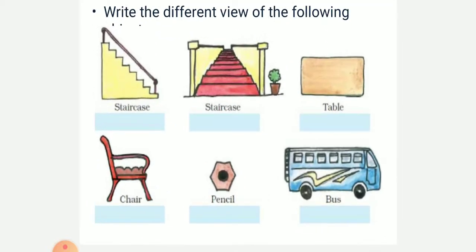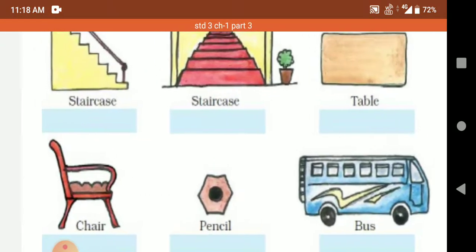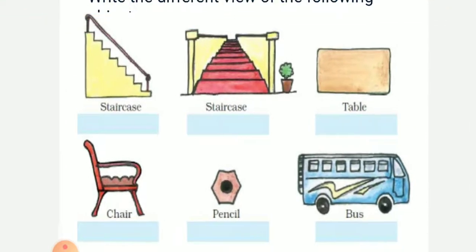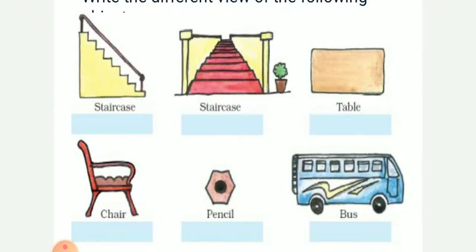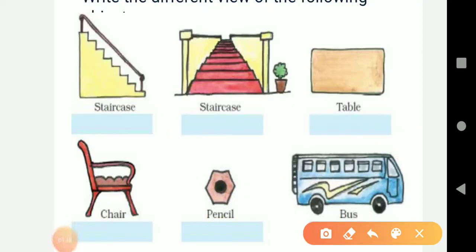First one, question number 1. Write the different view of the following. Here some things are given. Look at the things, look at the picture. Here the first picture is stairs. It is stair.